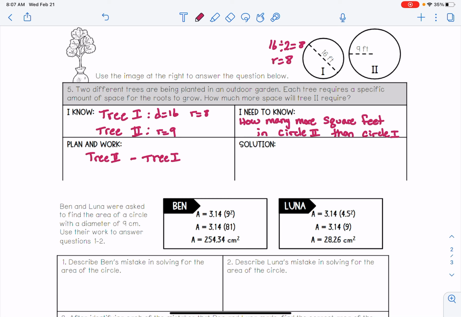So go ahead and find the area of tree 1, the area of tree 2, and then subtract to find your final solution. I'll let you finish that from there. Make sure you show all of your work on the rest of this, and let me know if you have any questions. Thanks for listening.